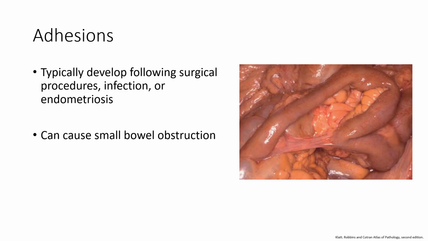Adhesions are fibrous bands that can occur between bowel segments, the abdominal wall, or operative sites. They typically develop following surgical procedures, infection, or endometriosis. They are a very frequent cause of small bowel obstruction. In this picture, we can see a band-like adhesion between loops of the small intestine.